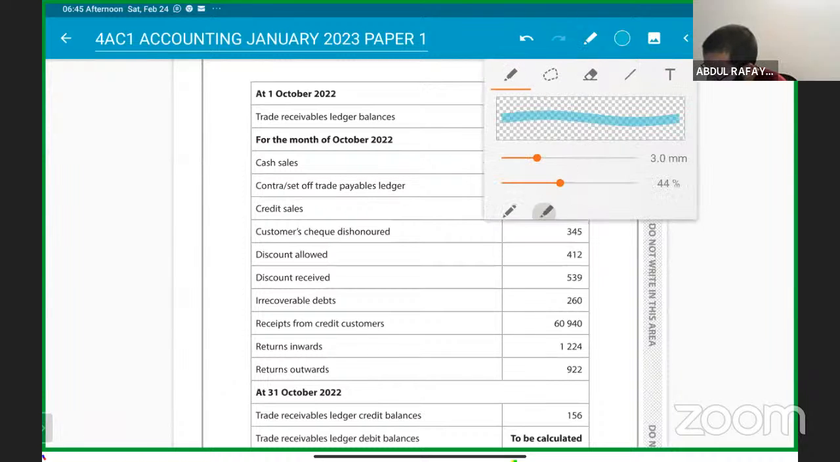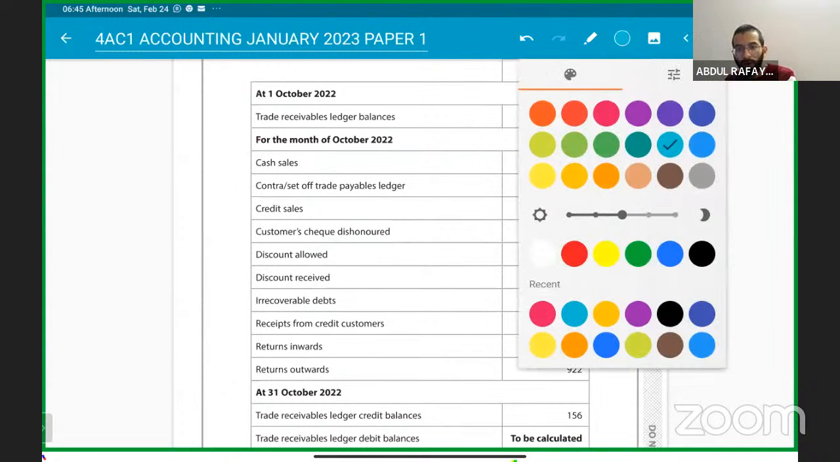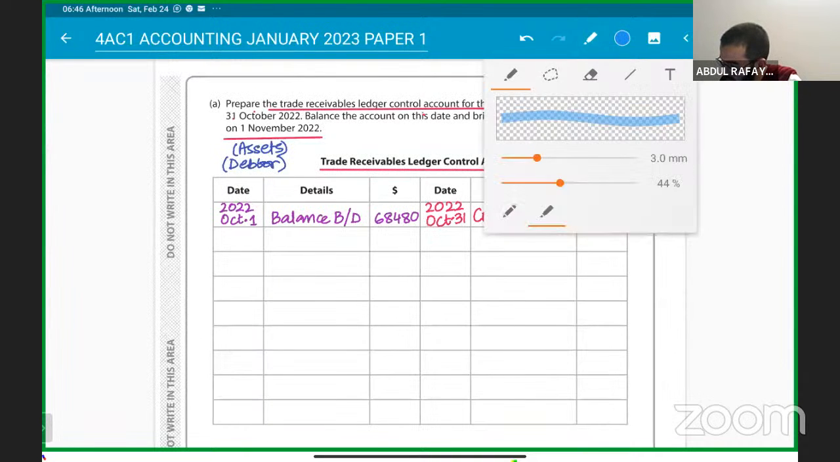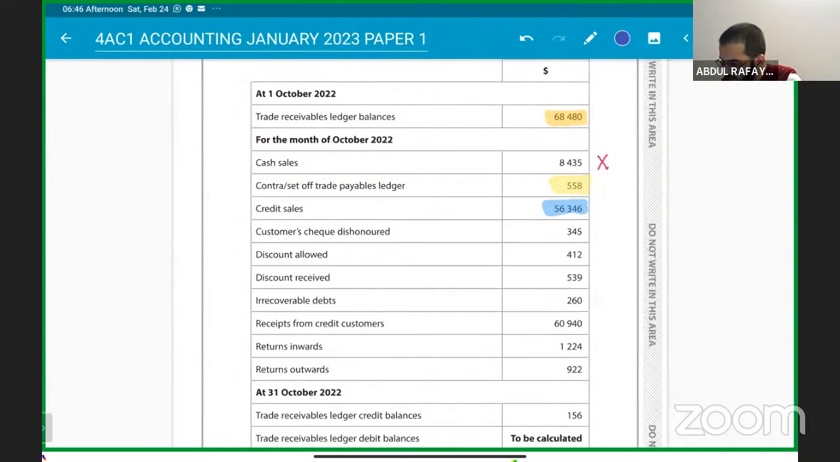So we have already recorded that on the credit side because this will reduce our debtors. Credit sales will increase our customers, so credit sales is basically an adjustment for the debit side. 56,346 credit sales on the debit side, on October 30th. So this will be increasing our customers because a lot more sales we have done.